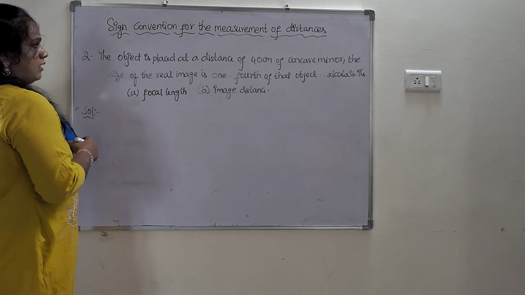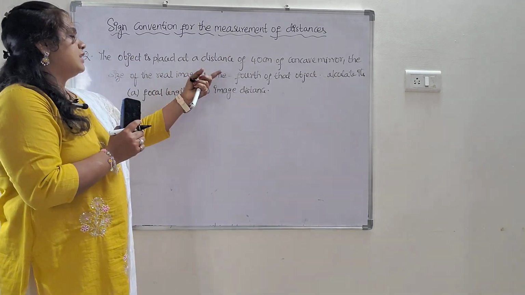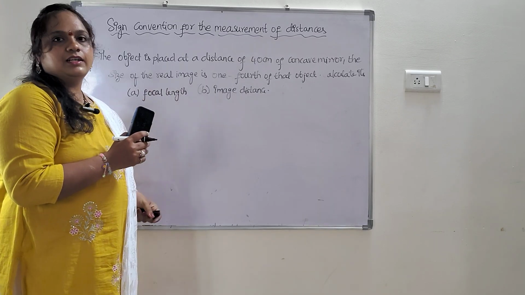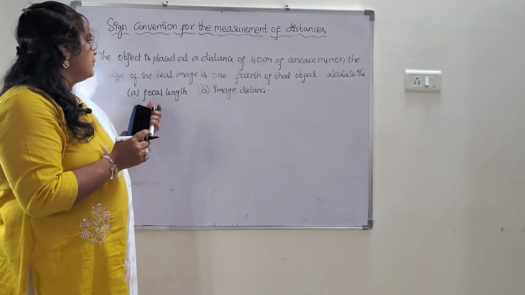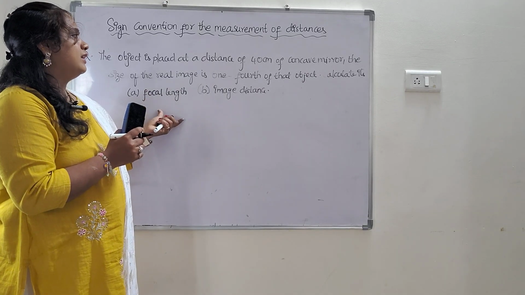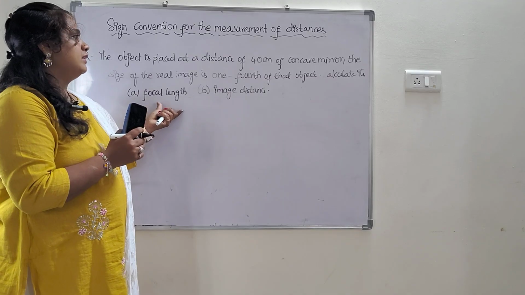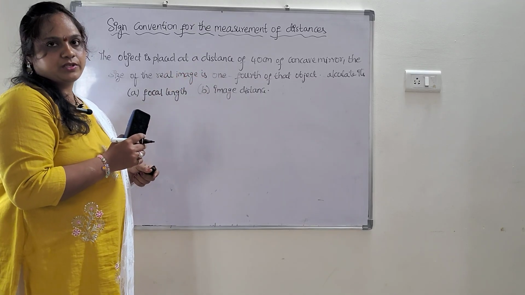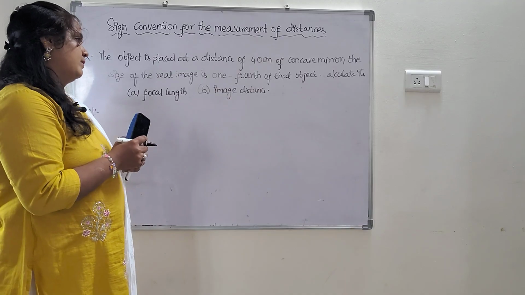Solution. Now we are finding out the image distance. In the previous problem, they gave the object distance and focal length and we calculated the image distance. But here they didn't give any focal length, but they are asking us to calculate image distance and focal length. They gave only the object distance and the 1/4 of that object. How to solve such types of problems?